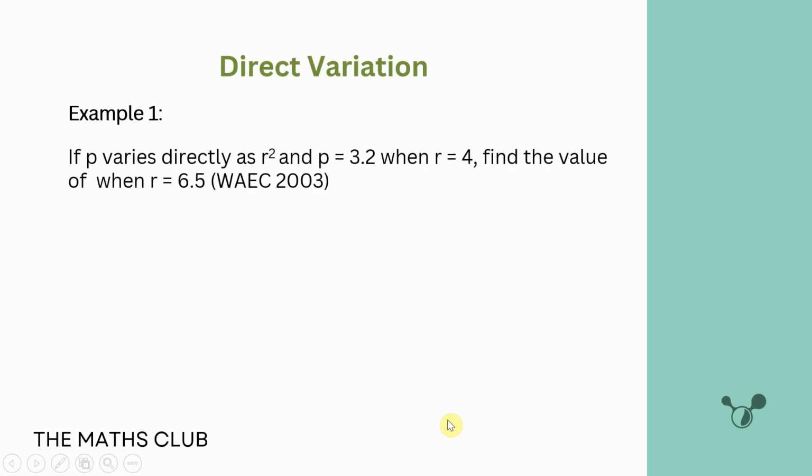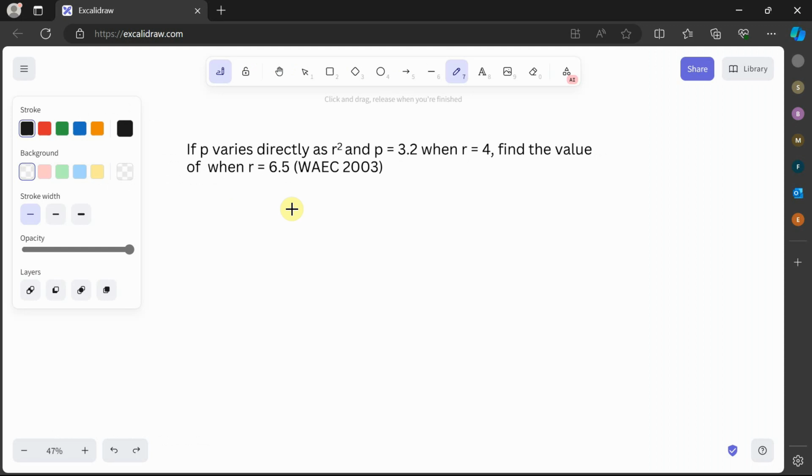Let's see an example. It says p varies directly as r squared, and p is equal to 3.2 when r is equal to 4. Find the value of p when r is equal to 6.5. Let's solve it together. If they tell us p varies directly as r squared, then we know that for us to solve this mathematically, we have to introduce the constant. So that will be p is equal to k r squared, right? Let's make k the subject of the formula. So k is equal to p over r squared.